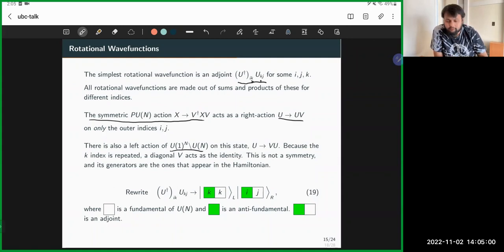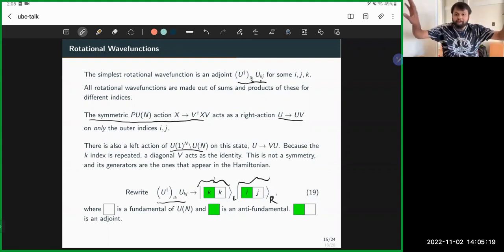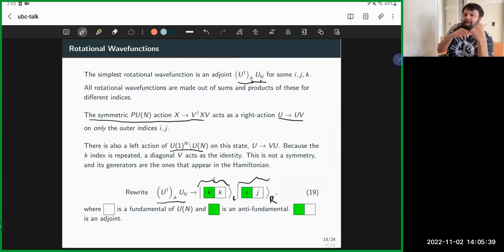Okay. Good. For various purposes, it's useful to rewrite this elementary wave function in this form. I have split off the left action and the right action, because the left action acts only on the ks, and the right action acts on the i and j. I split them off into two different parts. Secondly, I have put in these funny boxes. A white box is a fundamental of U(N). A green box is an anti-fundamental of U(N). An empty white box is a representation. A white box with a letter inside it is a state in the fundamental.